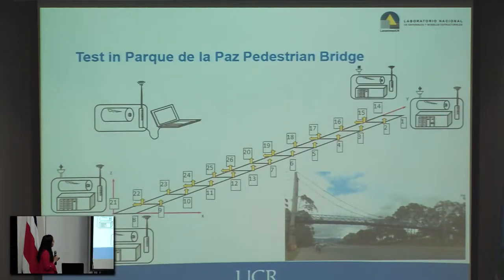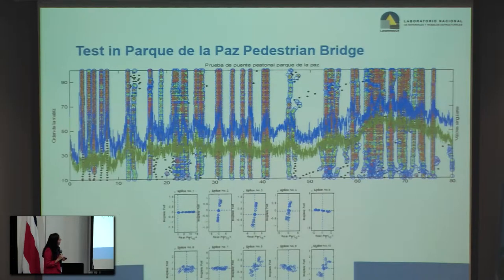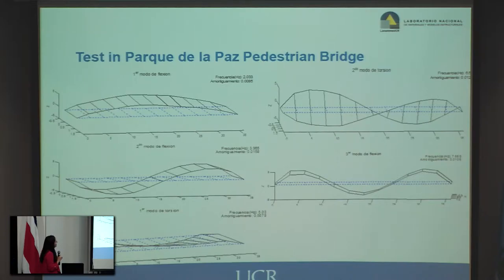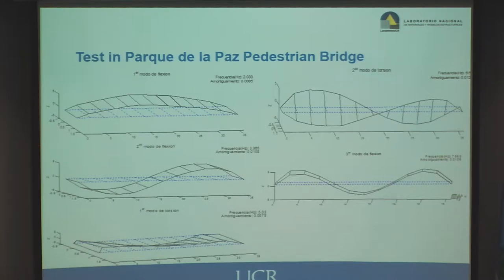Okay, so we made a test on the Parque La Paz pedestrian bridge, and these are the results. The first image is the stabilization diagram. Each vertical line represents a stable mode. And below are the Argand diagrams for each mode. These are more of the results, the dynamic parameters. Here are the frequency, the damping, and the mode shapes.